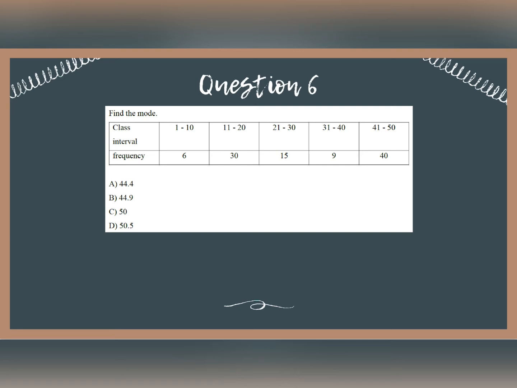Find the mode. Okay, dia minta kita cari mode. Mode, what will be the formula for mode untuk group data? So mode will be the lower boundary of the mode class plus with the D1 divided by D1 plus D2 multiplied by the class width. Okay, D1 ni apa? D1 ni adalah difference the mode class dengan before dengan the mode class dengan after. So mode kita kat mana? The highest frequency is 40. So this is our mode class.